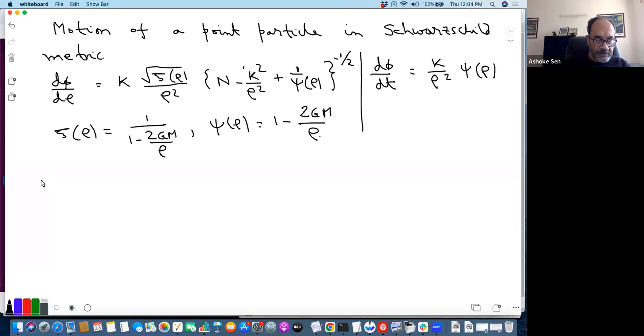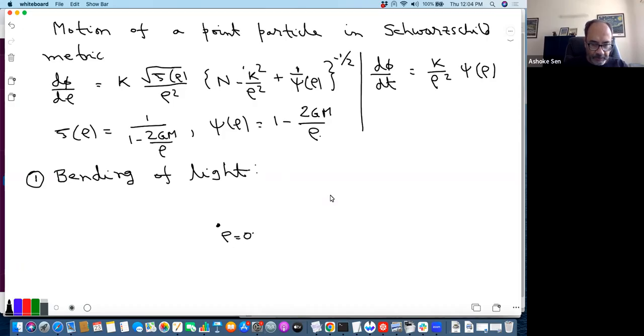The first problem that we want to study is bending of light. So let me explain what it means. Let's suppose that we have a point mass sitting here, which you can take to be rho equal to 0. And let's suppose that there is a ray of light which is passing along nearby this point mass, which will follow a trajectory like this.